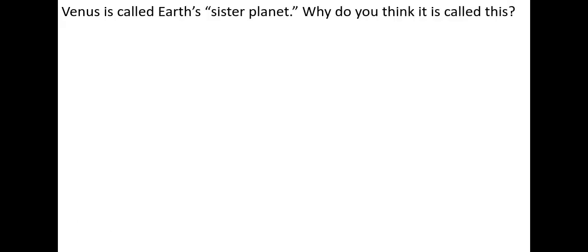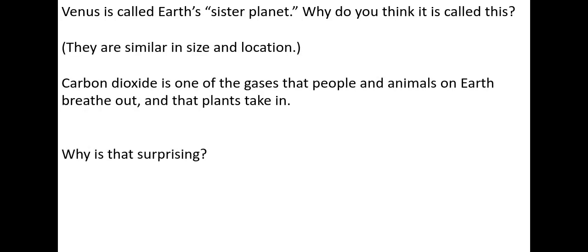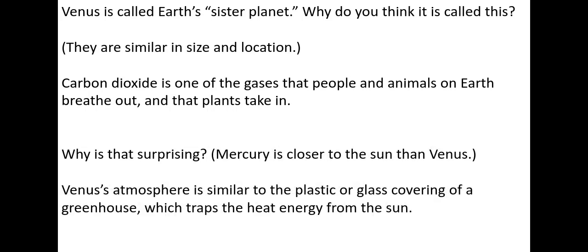Venus is called Earth's sister planet. Why do you think it is called this? They are similar in size and location. Carbon dioxide is one of the gases that people and animals on Earth breathe out and that plants take in. Why is that surprising? Mercury is closer to the sun than Venus. That doesn't make any sense. I don't know why I said that. Venus' atmosphere is similar to the plastic or gas covering of a greenhouse, which traps the heat energy from the sun.